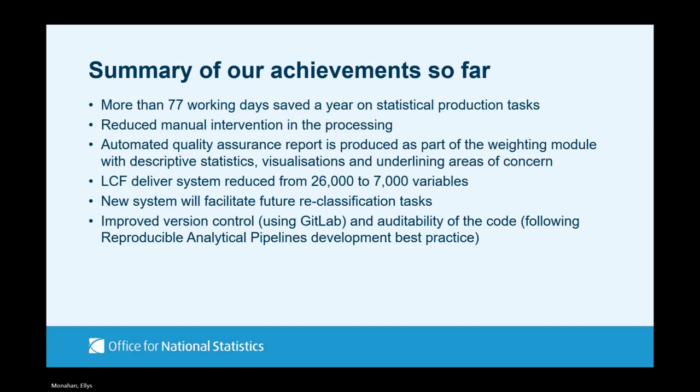As it says, the deliver system is what we use to extract the data from the survey validation team and put it into data sets. So it was reduced from 26,000 to 7,000 variables, which just gives you a bit of an indication of the task that was involved there.